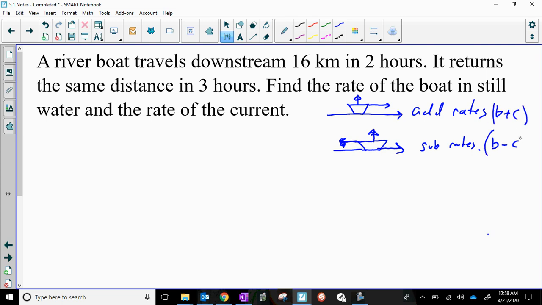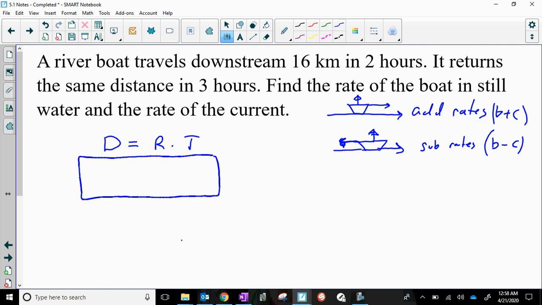Now, sometimes people struggle with this, so I'm going to show you when we set up our table another way to do this. For these problems, I'm going to set up the common formula that goes with this. Distance equals rate times time. I'm just going to set up a little graphic organizer, a little table, to help me keep track of things.